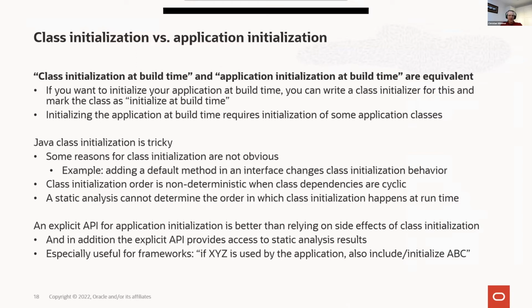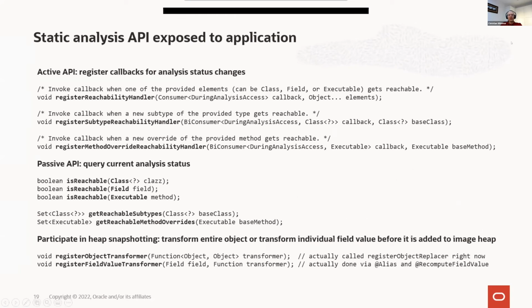But since, of course, we need to initialize classes, we inherit a lot of problems from class initialization, because Java class initialization is a really tricky thing, and class initializers always have nontrivial interactions. So that's why we came up with this completely separate API to say, well, you write the feature and this feature code runs at image build time. And writing this explicit code also has the advantage that we can give you, at image build time, very detailed access to the static analysis results.